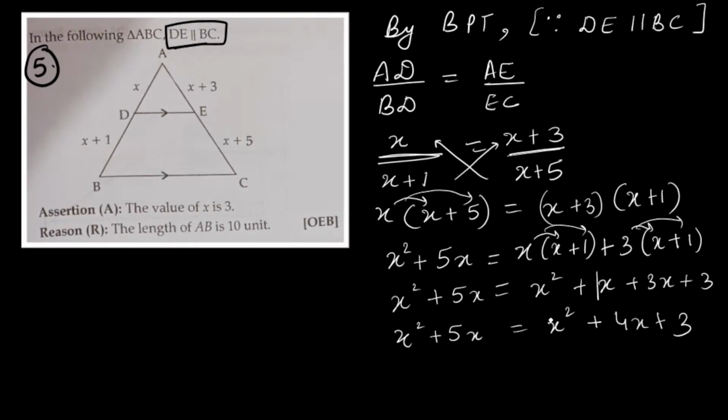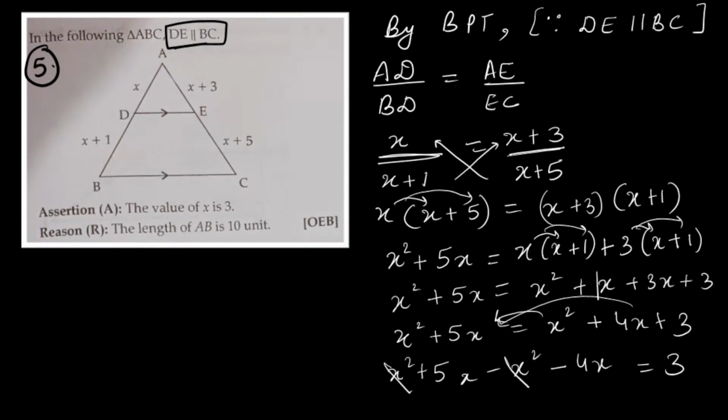Now these things will shift to the other side, all x. This x square also will shift to the other side, 4x also will shift. So x square plus 5x minus x square, the plus x square will shift to this side, it will become minus x square plus 4, when we shift it will become minus 4x is equal to 3.